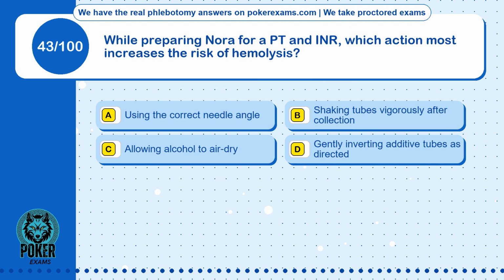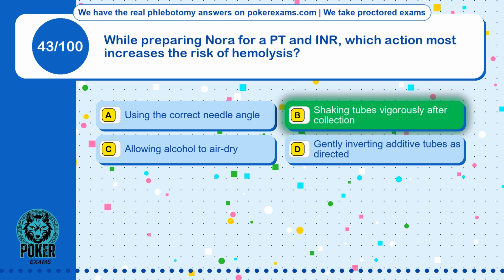Question 43. While preparing a patient, which action most increases the risk of hemolysis? Option A. Using the correct needle angle. Option B. Shaking tubes vigorously after collection. Option C. Allowing alcohol to air dry. Option D. Gently inverting additive tubes as directed.